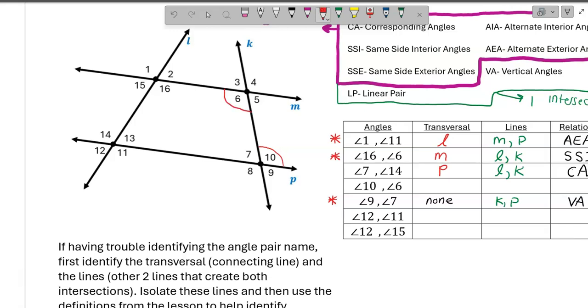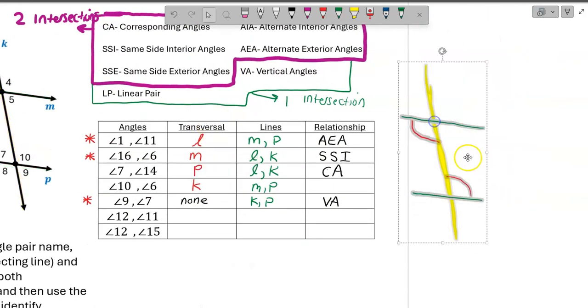Our transversal is K in this case. I'll highlight that once again in yellow. And then our lines are going to be M and P. So M and P. Once again, what you want to do in time is not be able to look at this in the diagram without having to do this little trick like I'm doing.